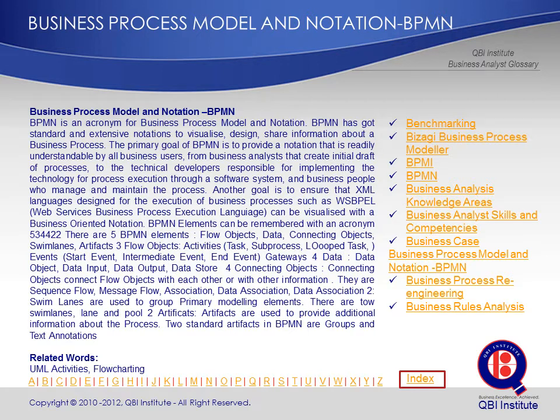2 swim lanes. Swim lanes are used to group primary modeling elements. There are two swim lanes: lane and pool. 2 artifacts. Artifacts are used to provide additional information about the process. The 2 standard artifacts in BPMN are groups and text annotations.